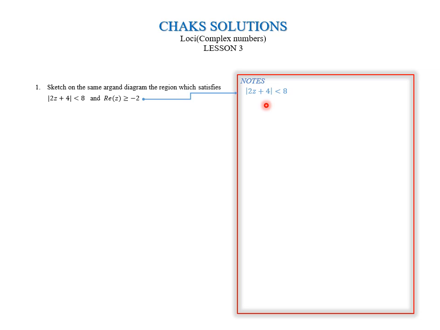Here we can factor out modulus of 2. Then we divide both sides by 2, since modulus of 2 is 2, so it's going to be modulus of z plus 2 less than 4. Next we can write this as modulus of z minus (minus 2 plus 0i) less than 4. Now you can see the center is (minus 2, 0) and the radius is 4 units.